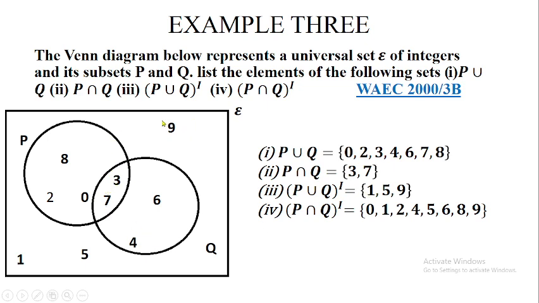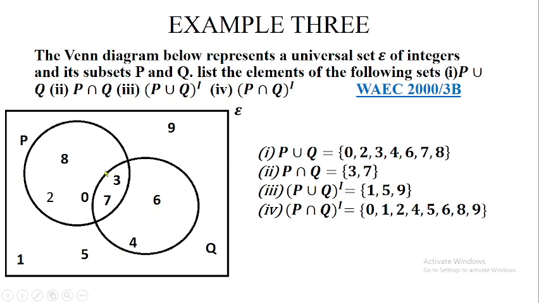Then also, we have to find P union Q complement. Please, before you do this, you can pause your video now to try this question. P union Q complement. So that is the element in the universal set that is not in P union Q.